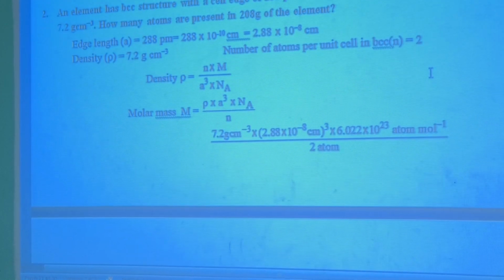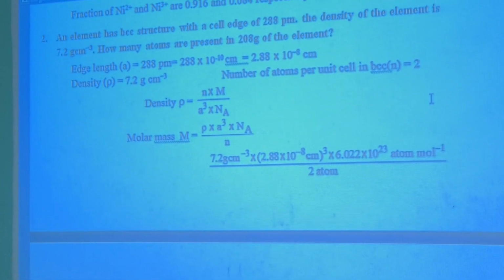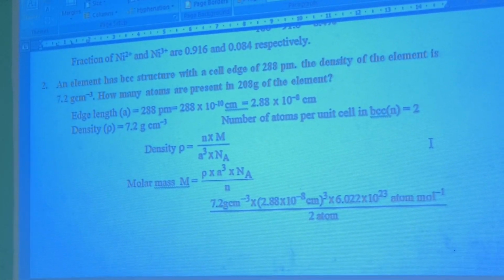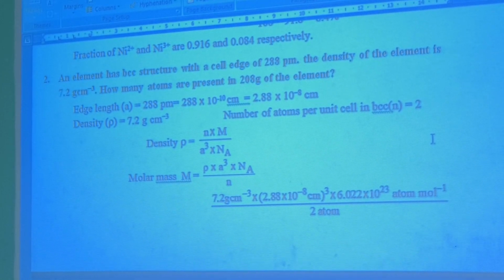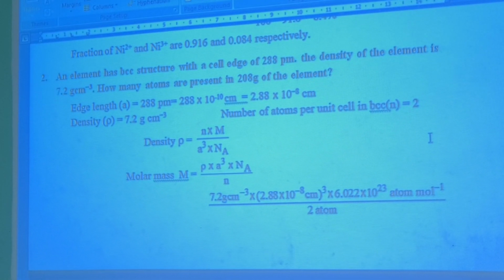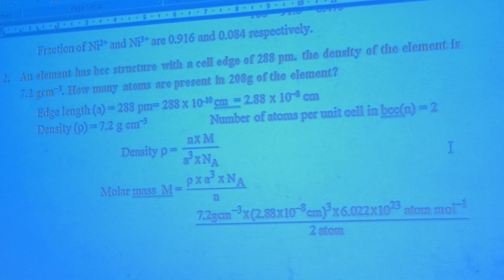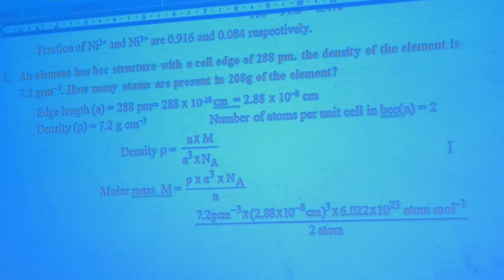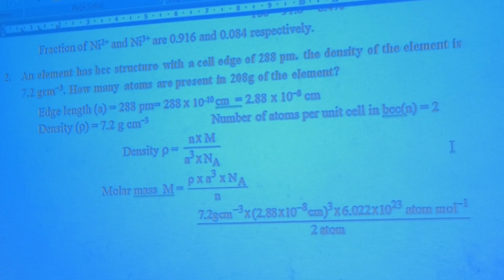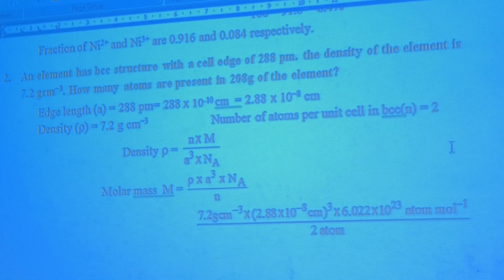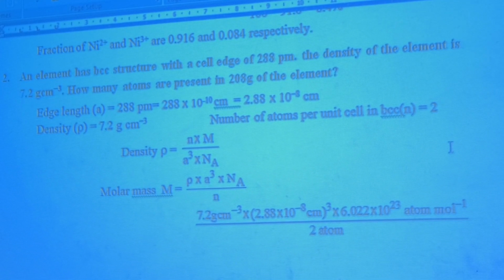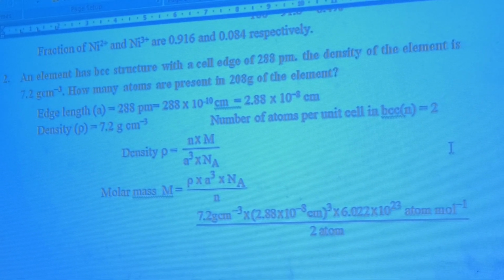Problem number 2. An element has BCC structure, therefore n is equal to 2, with the cell edge length A equal to 288 picometer, which is equal to 2.88 into 10 power minus 8 centimeter. I made it 2.88, therefore 10 power minus 8 centimeter. And the density is given as 7.2 gram per centimeter cube.